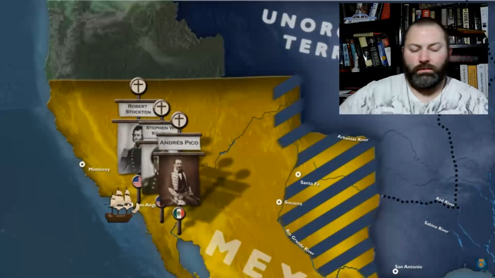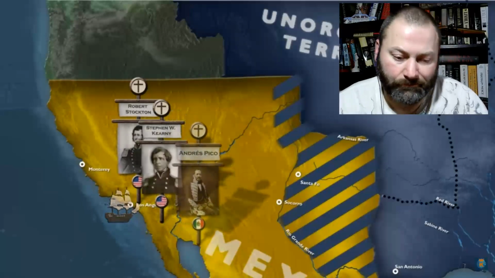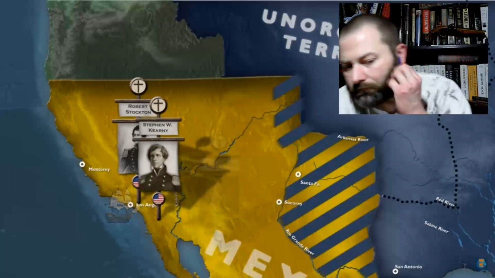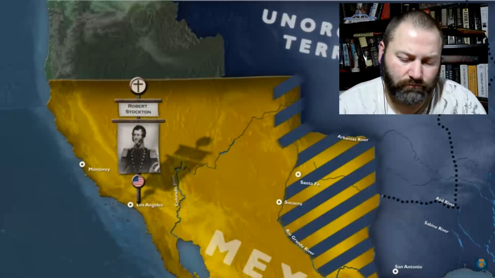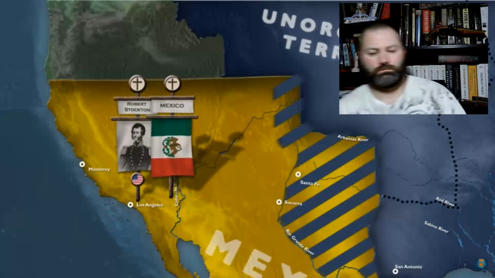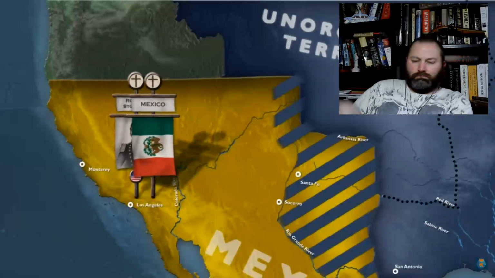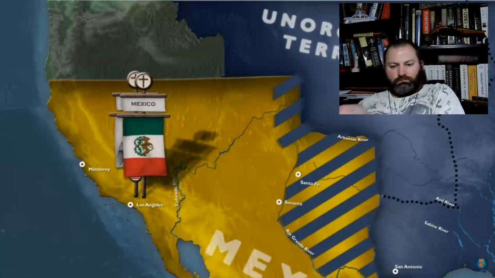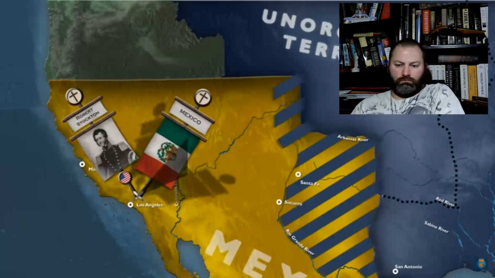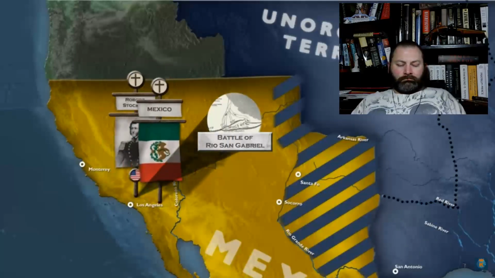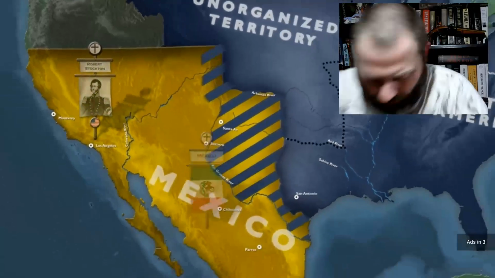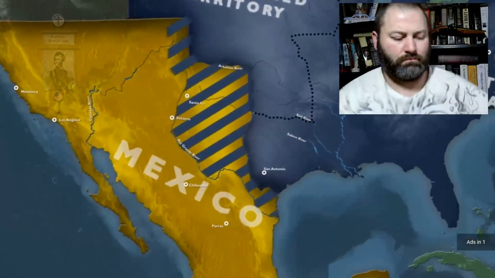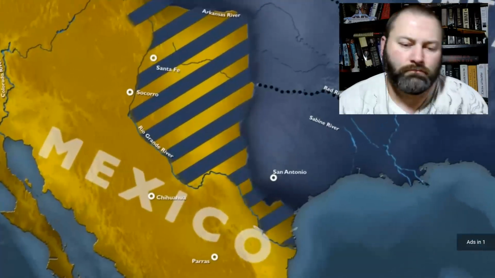A 600-man American force under Kearny began a 150-mile march to Los Angeles. On January 8, 1847, the Stockton-Kearny Army defeated the Mexican force in the 2-hour Battle of Rio San Gabriel. The Treaty of Cahuenga was signed, which marked the end of armed resistance in California. The conflict continued elsewhere.